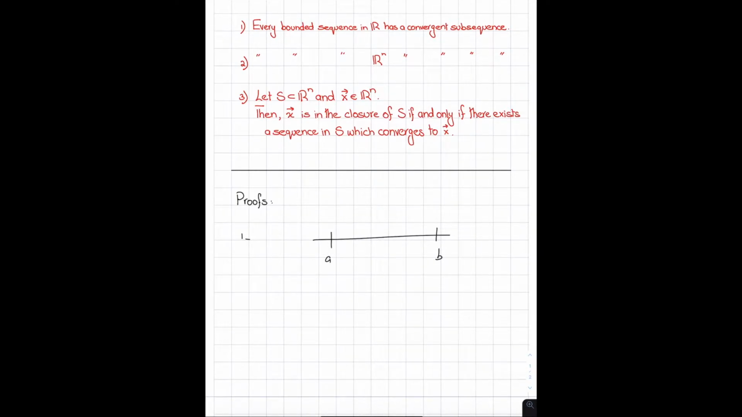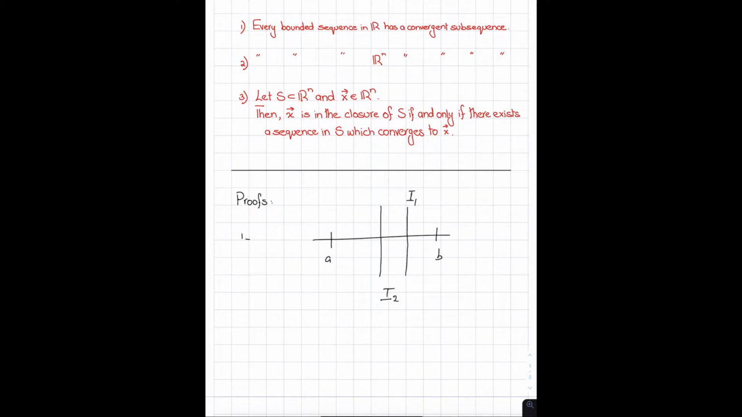Now this is where I'm essentially just going to end up using the nested interval theorem. So what I'm going to do is divide this into two parts. One of these parts must have infinitely many terms of the sequence, and let's say that is this part. Let's just call this I1. Now divide this I1 further into two parts. There has to be one part with infinitely many terms, and let's say that this is this part, and I'm going to label this I2, and I'm going to continue doing this.